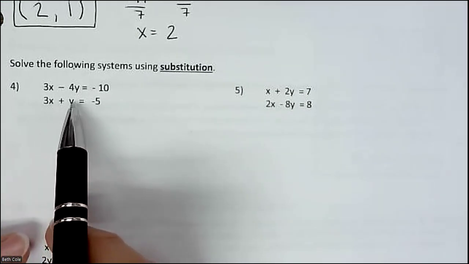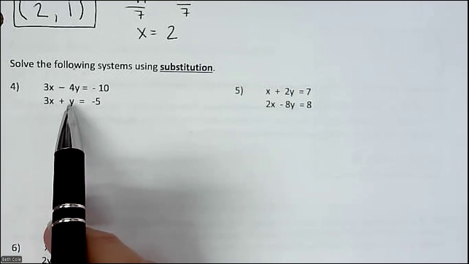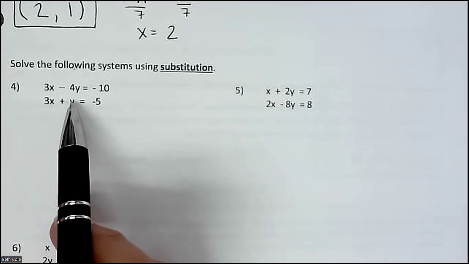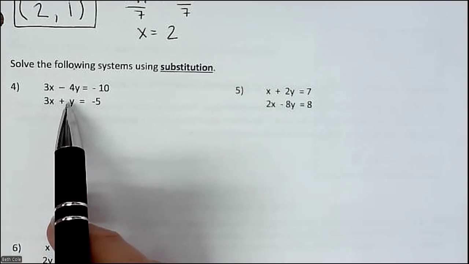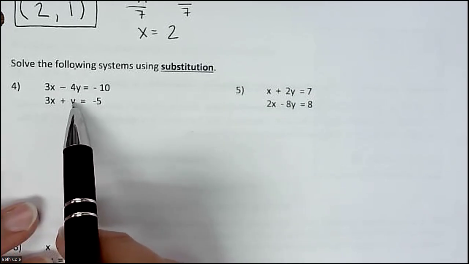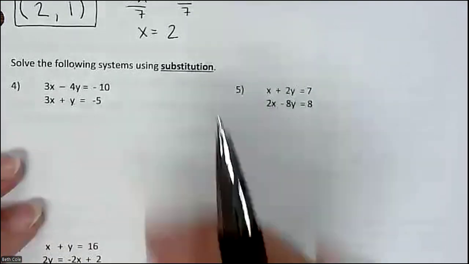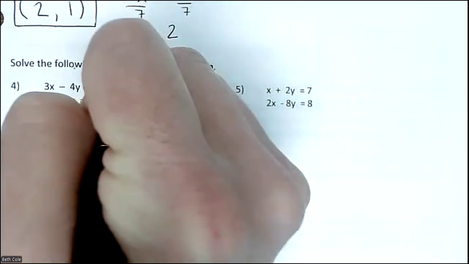I would get y by itself in this one. How come I would do that? Why am I picking y? It's easier. You want to pick the easy one. What would you do to get y by itself for this equation? Good. Good job. Minus 3x.